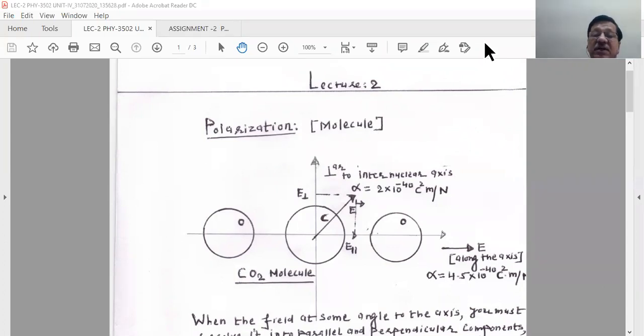During my lecture number 1, I taught you the polarization of an atom, and I said that there is an induced dipole moment, and the induced dipole moment is proportional to the applied electric field. And I gave you the concept of atomic polarizability. And today we would like to understand the polarization of a molecule.